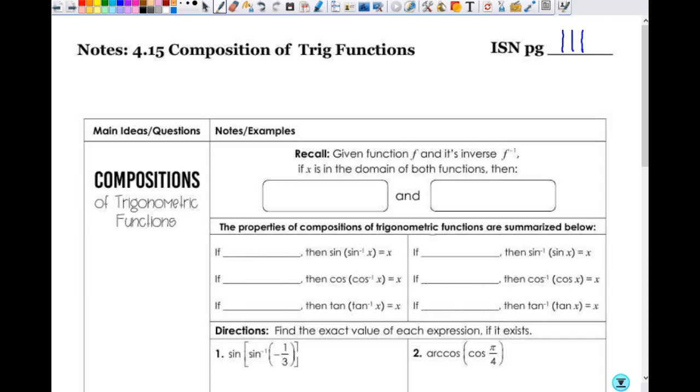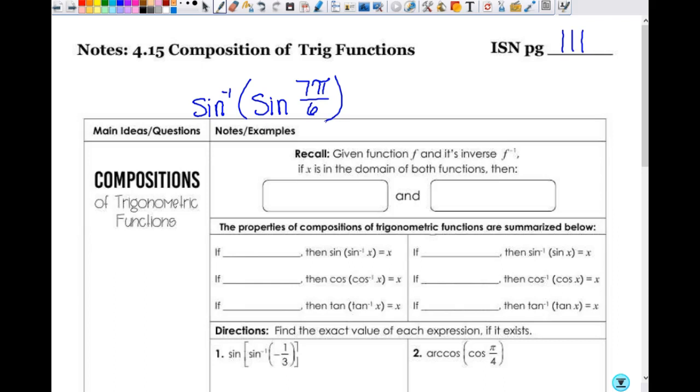So I'm going to write something up here at the top that we talked about when we first started doing the inverses, is that the sine inverse of the sine of 7 pi 6. So I want you to think about this. Remember, I asked you what's the sine of 7 pi 6? 1/2. Is it positive or negative? Negative. So it's negative 1/2, right? So the sine of 7 pi 6 is negative 1/2.